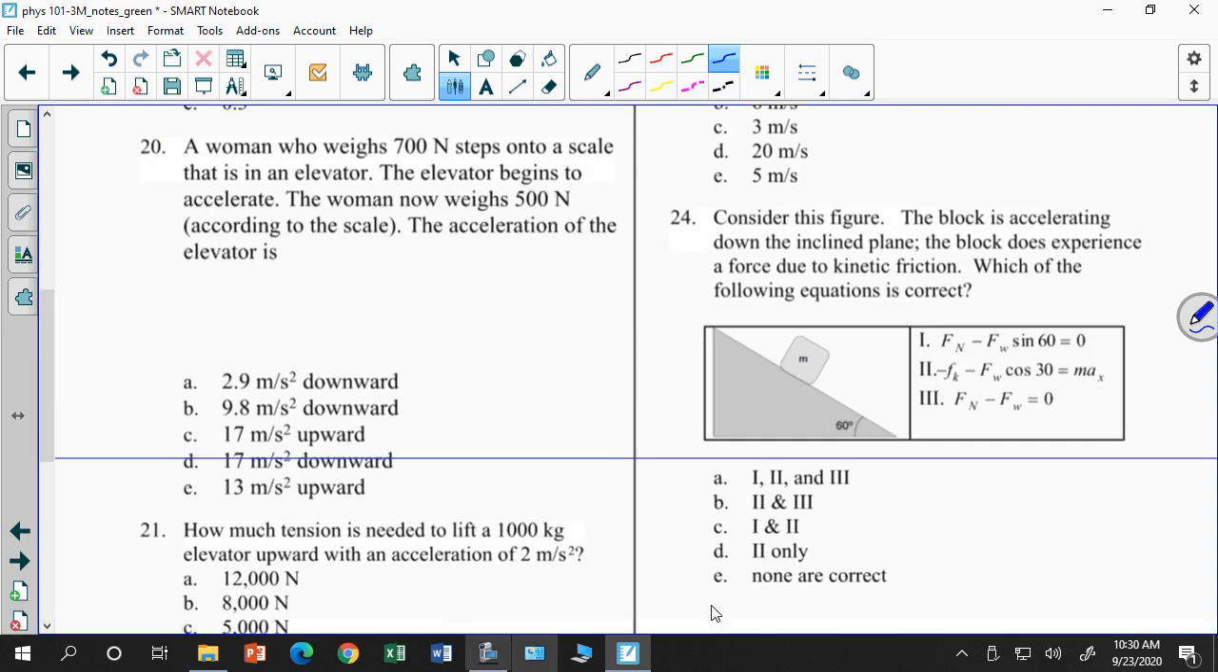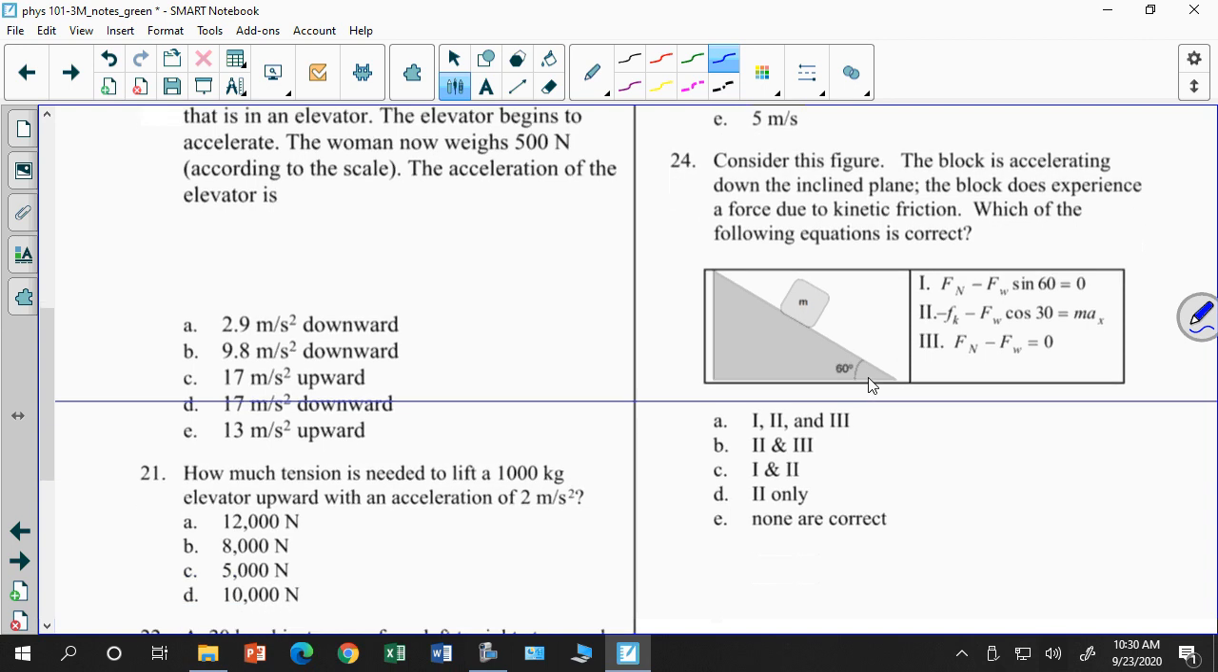You're going to have a problem like this where I give you a set of equations and you have to figure out which one's correct or not. I recommend that you just write out the equations, or you can probably look at them after you draw the vectors. Well, let's just do it.